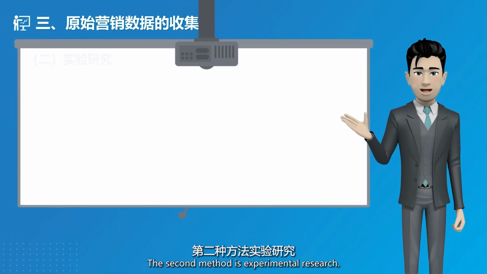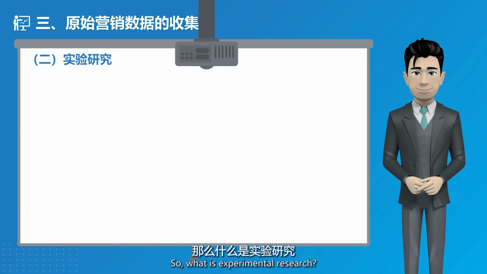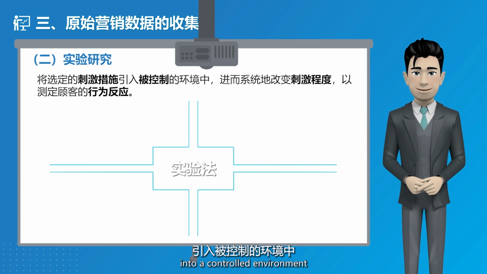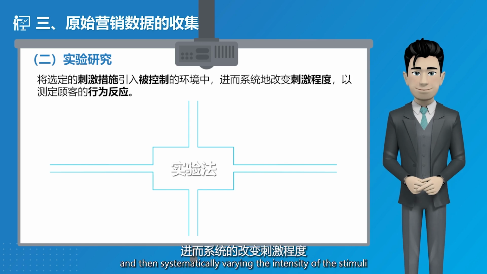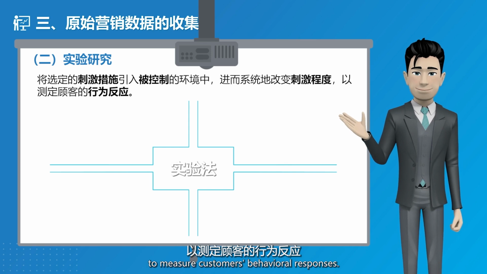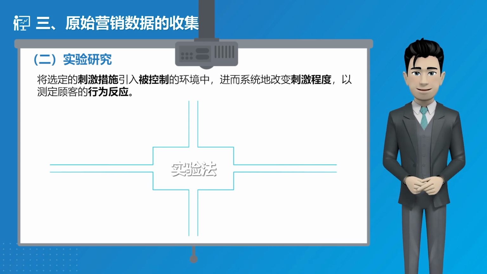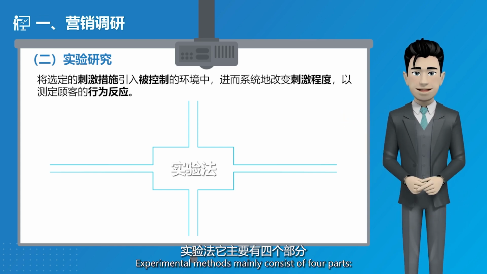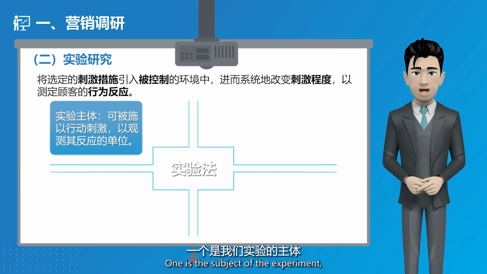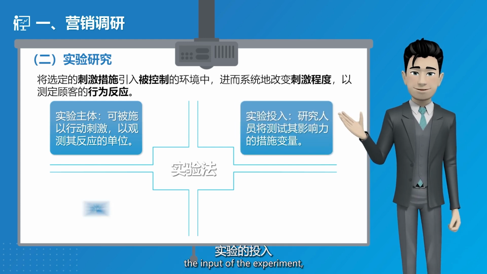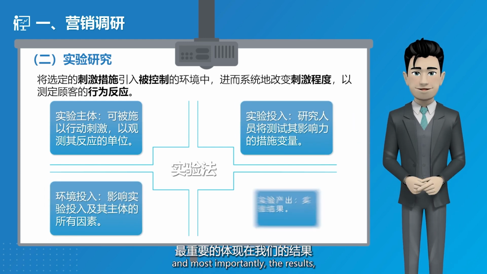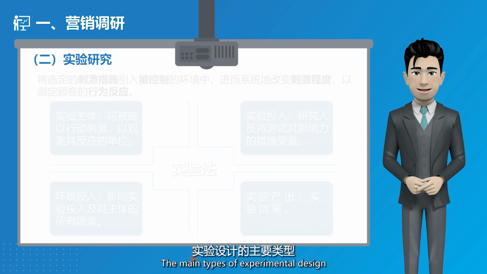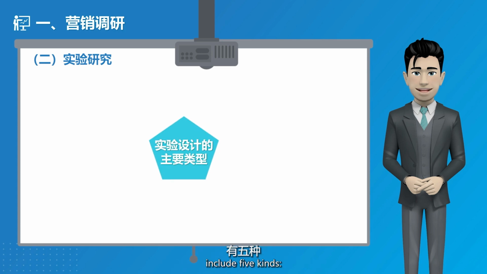The second method is experimental research. So, what is experimental research? It involves introducing selected stimuli into a controlled environment, and then systematically varying the intensity of the stimuli to measure customers' behavioral responses. This method is more microscopic. Experimental methods mainly consist of 4 parts: the subject of the experiment, the input of the experiment, the input of the environment, and most importantly, the results, the output of the experiment. These 4 aspects.